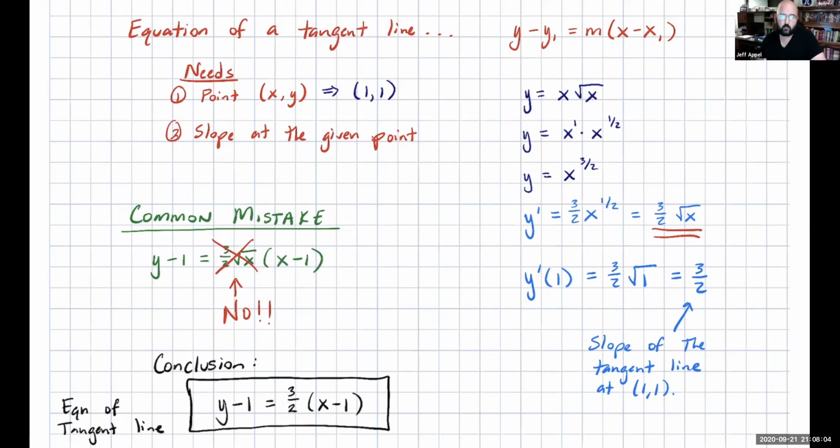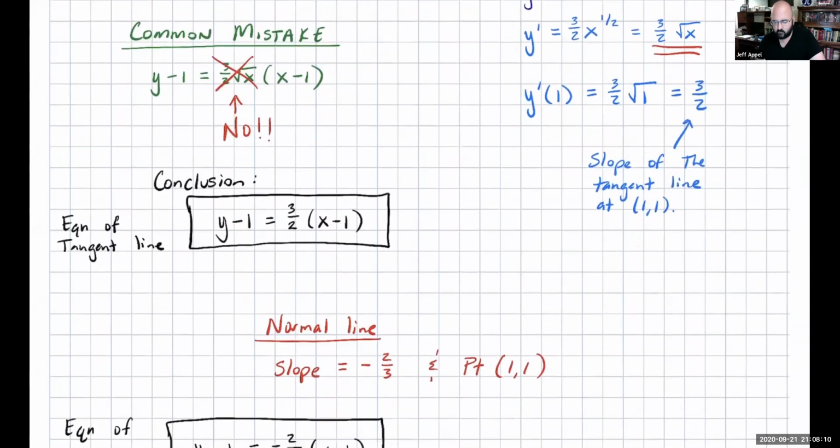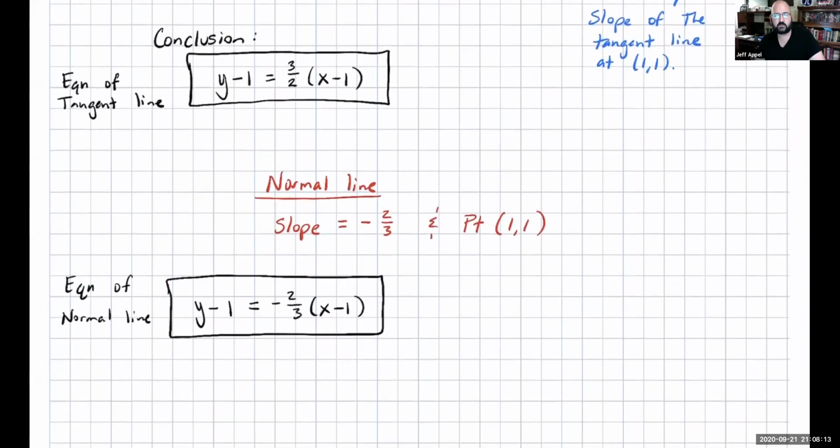And so we plugged our point and our slope into the formula for the equation of a line, and we got our tangent line. And then to find the normal line, the only difference is in the slope, which is the opposite reciprocal of your tangent slope. From 3/2 we went to negative 2/3, and the rest of it stayed the same. And there is everything. Okay, that is our entire process.